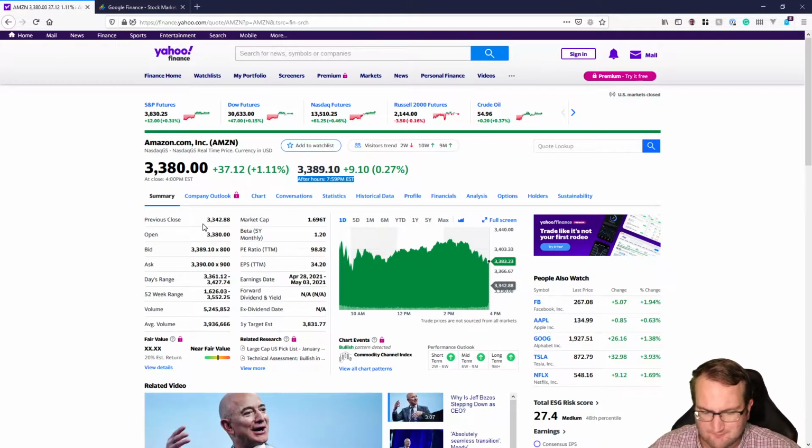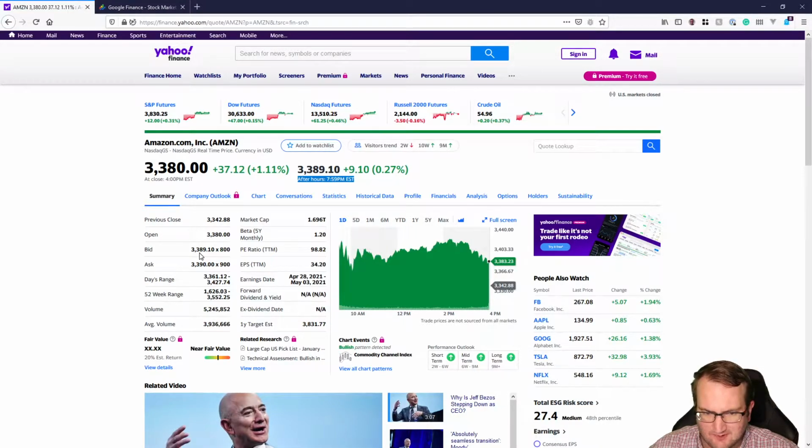So that's the previous close of the previous day, and then we can look at the opening price. Remember how I said there is a gap between close and open, so you can see there was a gap in between here. Bid and ask.